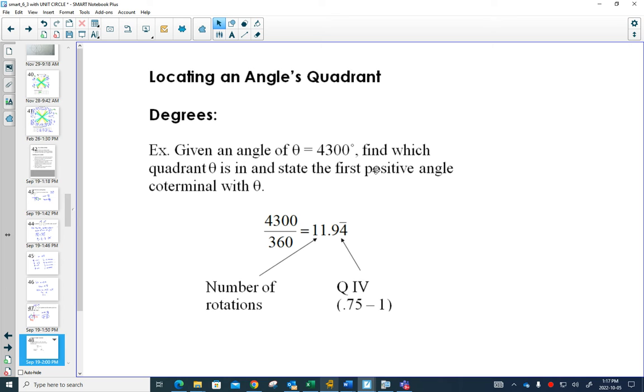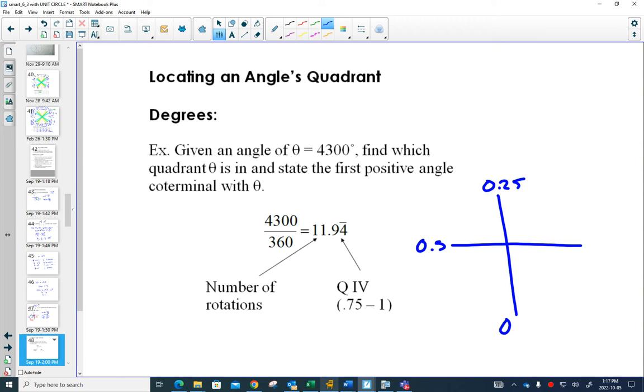So if I have 4,300 and I have a calculator, I could divide by 360. And the fact that I got 11.94, does it make sense that this is halfway around the circle, this is a quarter of the way around the circle, and this is 3/4 around the circle? So if I went 11 full revolutions and then 0.94, that tells me that 4,300 is in quadrant 4. It does 11 full rotations and then almost another full rotation.